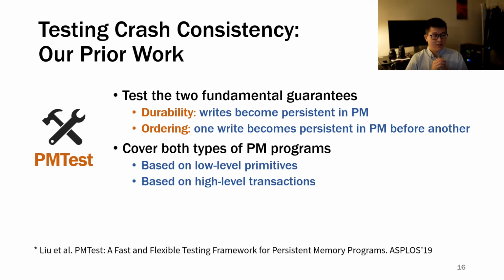To make such a task simpler, our previous work, PM-test, tests two fundamental guarantees: durability and ordering. PM-test provides two types of assertion-like annotations, which assert whether some location is in a durable state at a certain point in the program, and what the ordering of two writes is. And it can cover both types of programs, those based on low-level primitives and those based on high-level transactions.